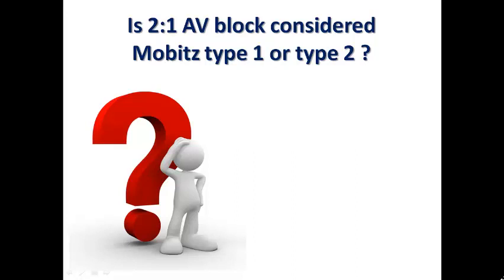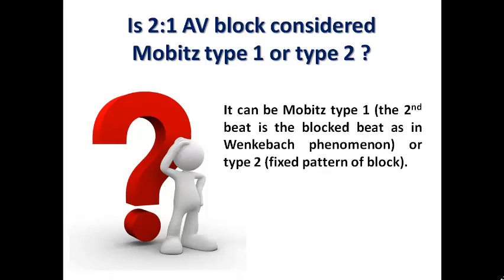Yes, 2-to-1 seems reasonable that it is Mobitz type 2. Of every two P waves, one of them is conducted and one is not conducted, so it should be considered type 2. But the answer is that it can be Mobitz type 1 and it can be Mobitz type 2. So how come? It may be Mobitz type 2, of course, because of the fixed pattern of blocks that we learned before. But it may be Mobitz type 1.